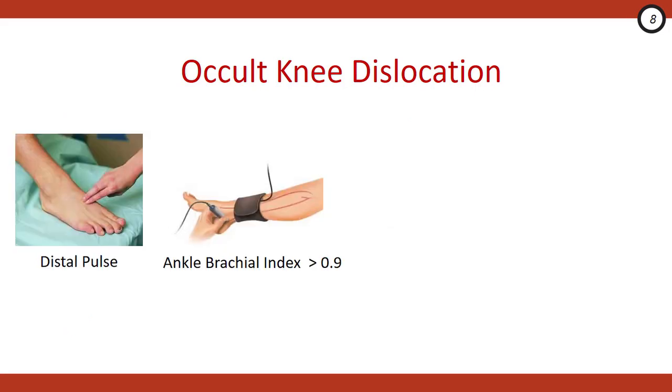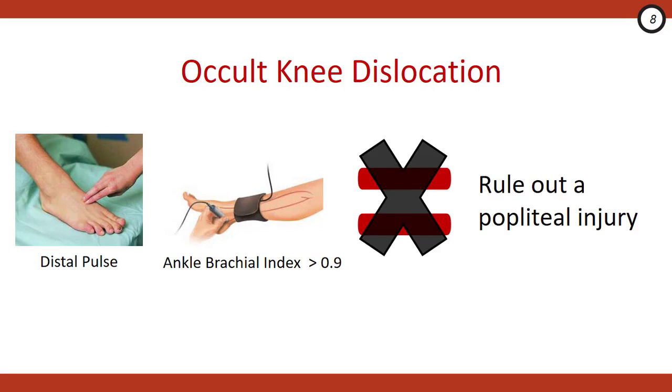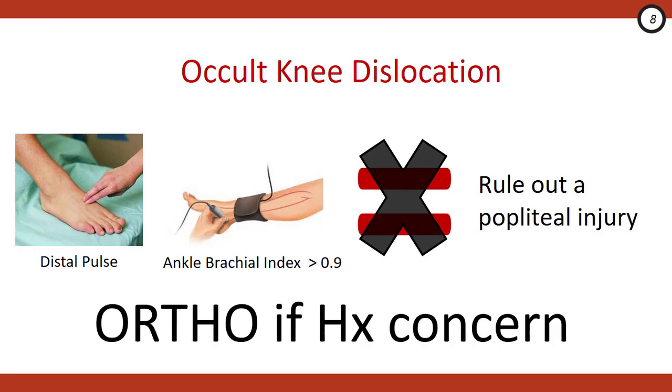It's also important to realize that the presence of normal distal pulses and a normal ABI, so greater than 0.9, does not completely rule out occult popliteal artery injury. If you're suspecting an occult knee dislocation, you want to refer those guys immediately to orthopedics because they're going to need revascularization within 6 to 8 hours of that popliteal artery injury in order to avoid any ischemic complications.